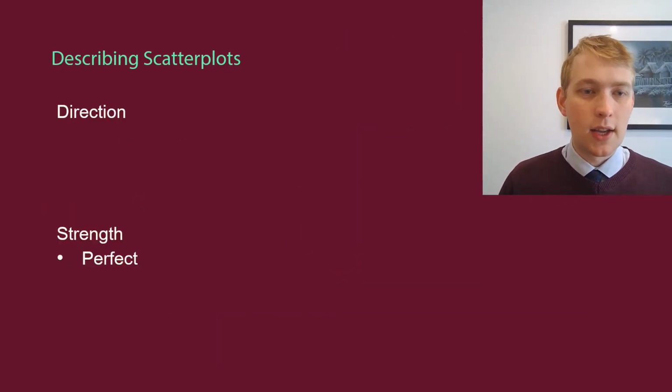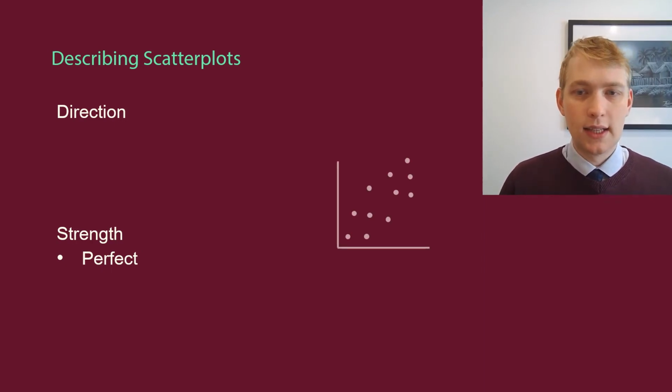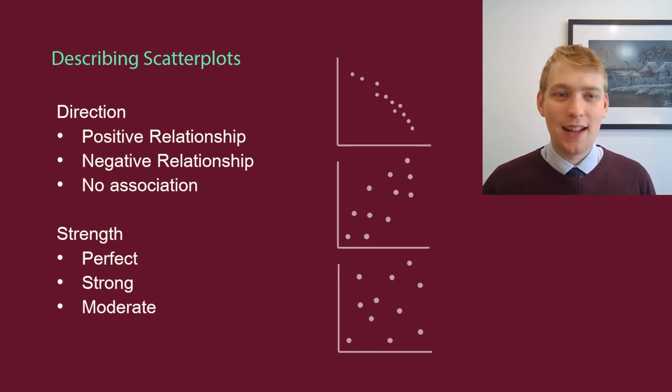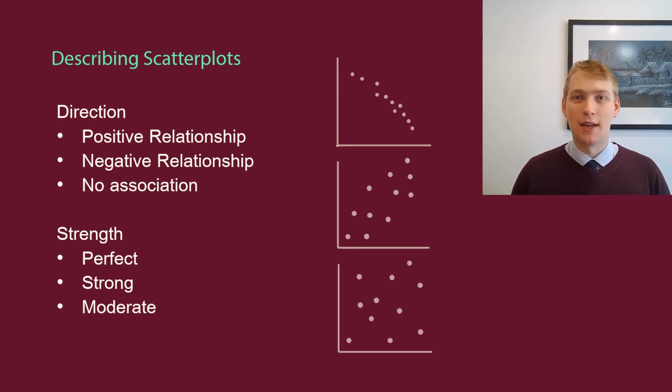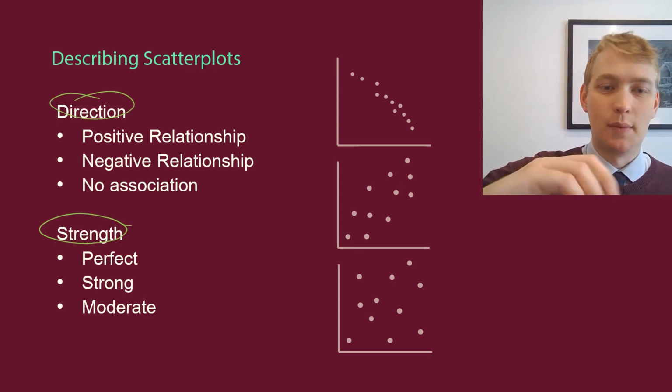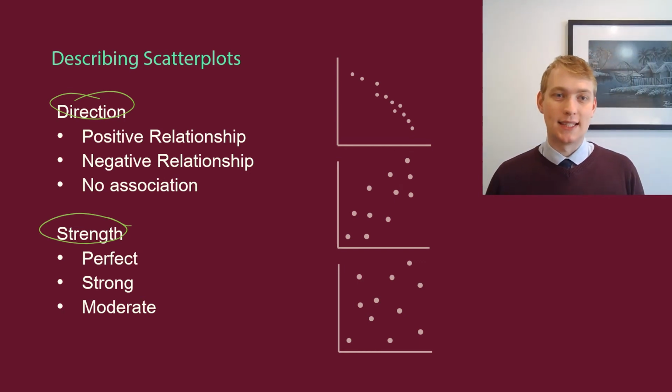Okay, now we're going to look at how we can describe our scatterplot. I mustn't have animated very well because you can see there's things there. Now let's just bring everything onto the page. Okay, so we can talk about two different things when we're describing our scatterplot: the direction and the strength. We need to know how we can discuss these.